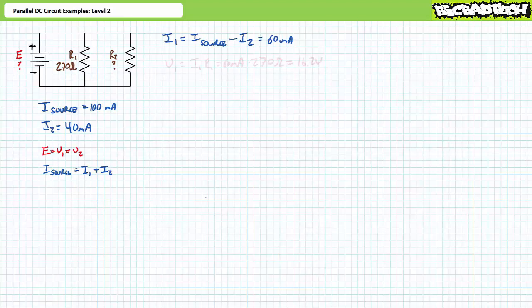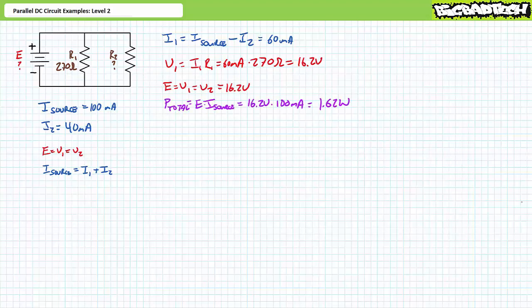60 milliamperes of current. An application of Ohm's law demonstrates that V1 is 16.2 volts. Voltage across elements in parallel is the same. For the circuit, E equals V1, which equals V2, and they all equal 16.2 volts.